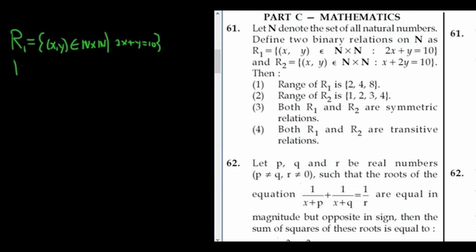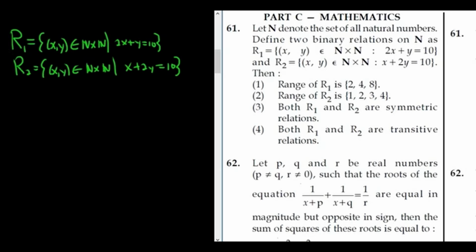And R2 is very similar. It's the set of all ordered pairs, N cross N, and then it's x plus 2y equals 10. And there's a couple choices. It talks about the range in the first two choices, and the next two choices talk about symmetry and transitivity. Let's just go ahead and focus on the range of each first.